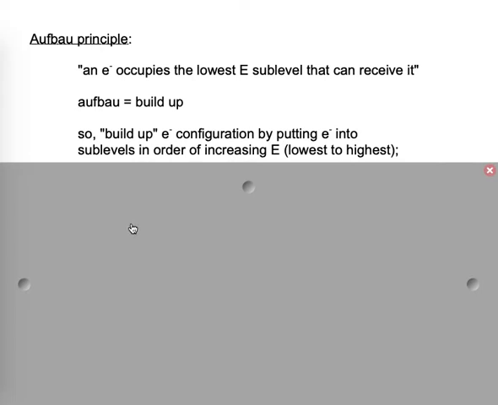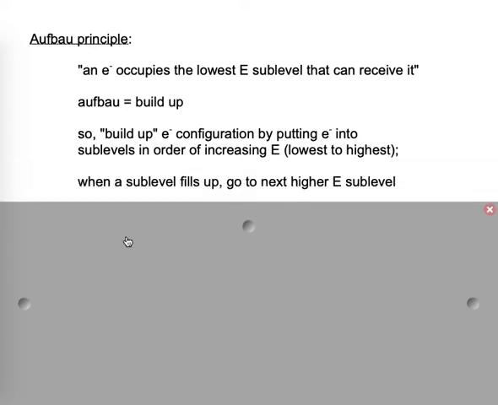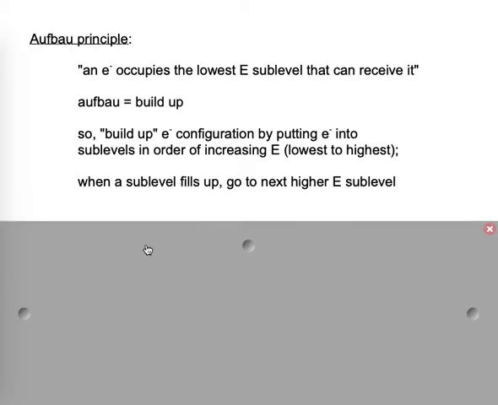The Aufbau principle says an electron occupies the lowest energy orbital that can receive it. Aufbau is from the German verb bauen, which means to build up. So we build up the electron configuration of an atom by placing electrons into sublevels in order of increasing energy, starting with lowest energy and working our way up to higher energy. When a sublevel fills up with electrons, we go to the next higher energy sublevel. And when we run out of electrons, we stop because we're finished.